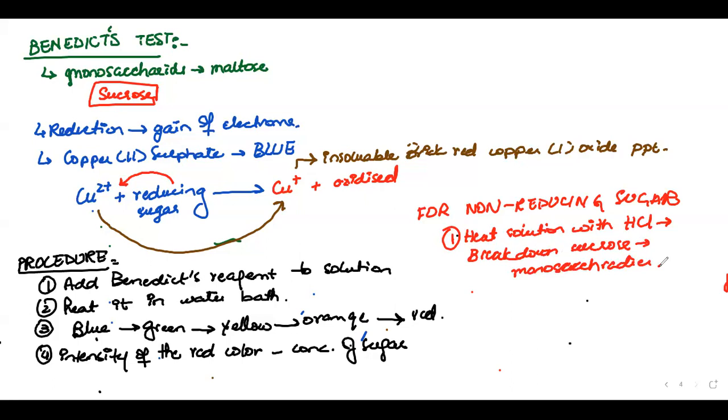After that, what is going to happen? Then we need to add an alkali. So we can add sodium hydroxide because the Benedict's solution works in alkaline conditions. Remember that. The Benedict's reagent works in alkaline conditions. So I will add sodium hydroxide to make it alkaline. Then the rest of the steps will be the same.